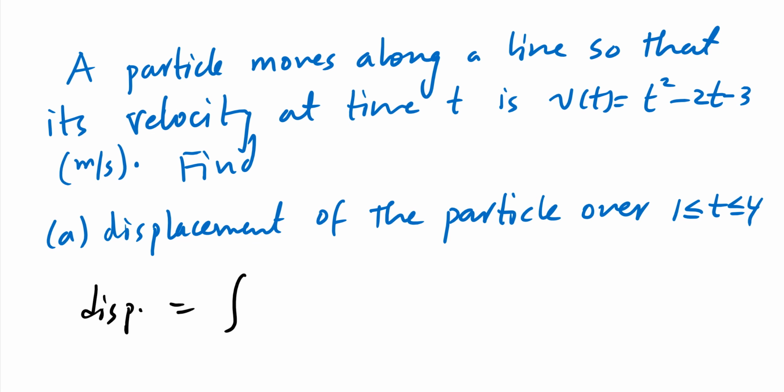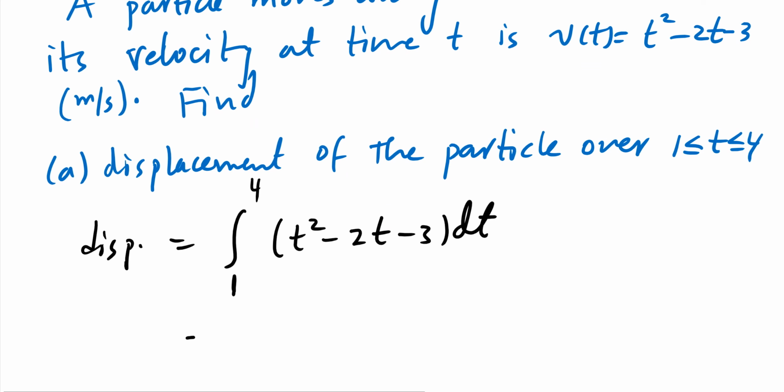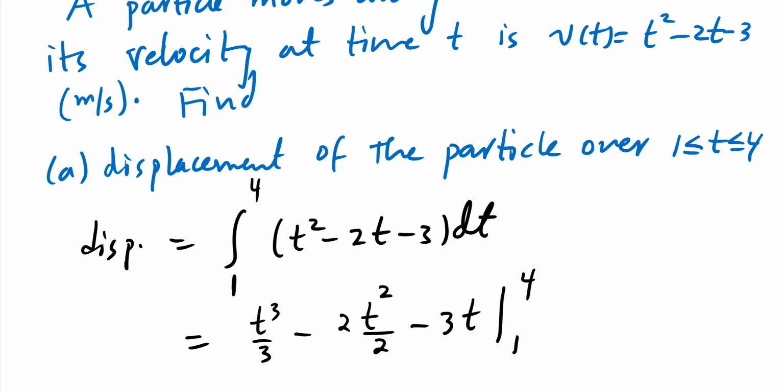We said the displacement is defined as the integral from t1 to t2, which is 1 to 4, of v of t, t squared minus 2t minus 3 dt. And all we have to do now is just integrate this. So the integral of the first one is t cubed over 3 minus, the integral of this one, the 2 stays the same, t squared over 2, minus 3t, from 1 to 4. These cancel out.